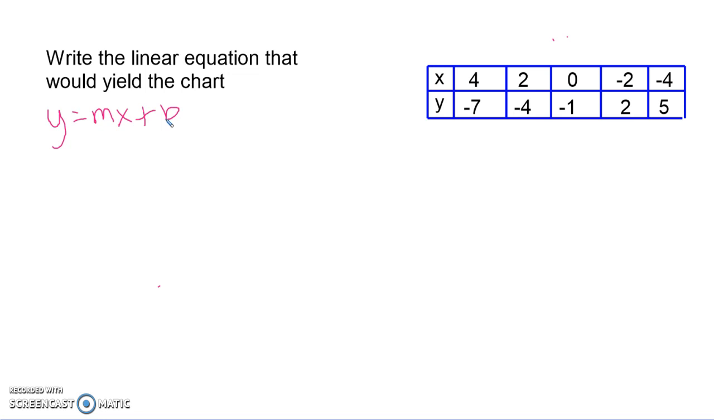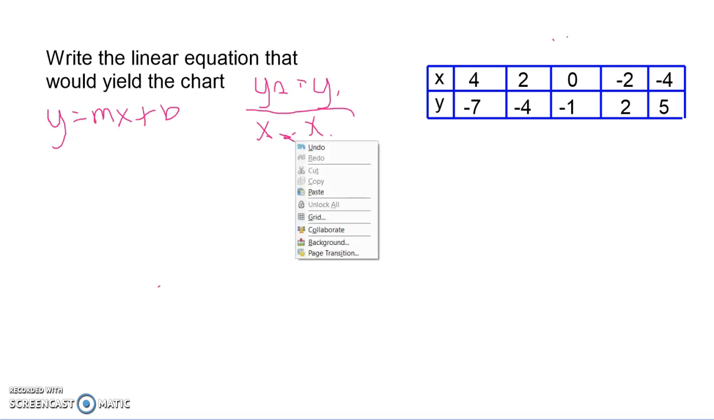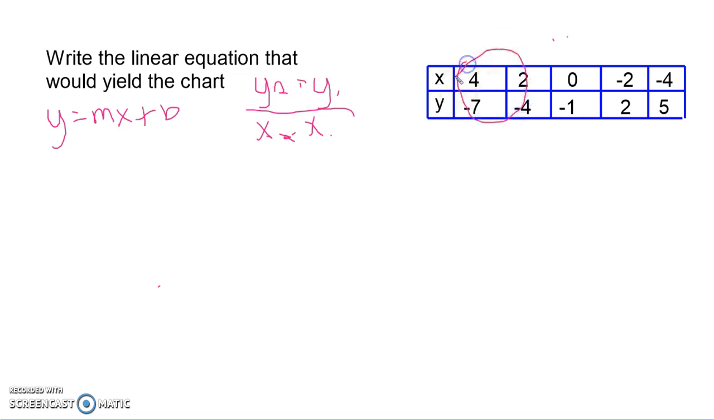Now remember that the slope equation to find slope from 2 points is y2 minus y1 divided by x2 minus x1. We can choose any 2 points from this chart, and if it is truly a linear equation, then we will get the same slope. I'm going to prove that to you this first time. I'm going to choose these first 2 points here, and label them x1 and x2, and y1 and y2.